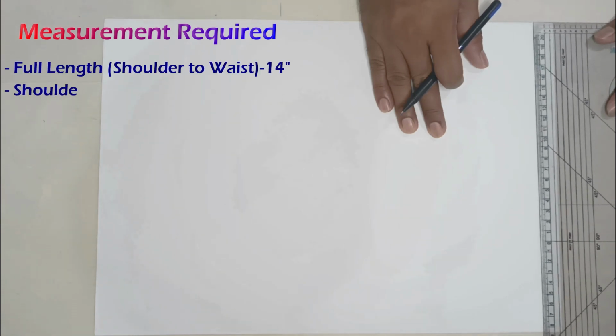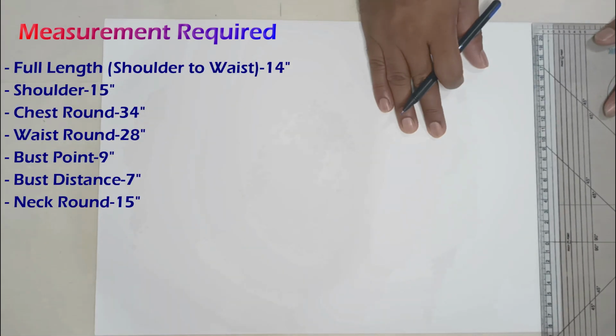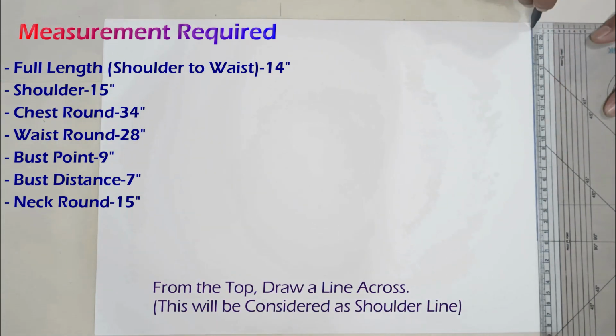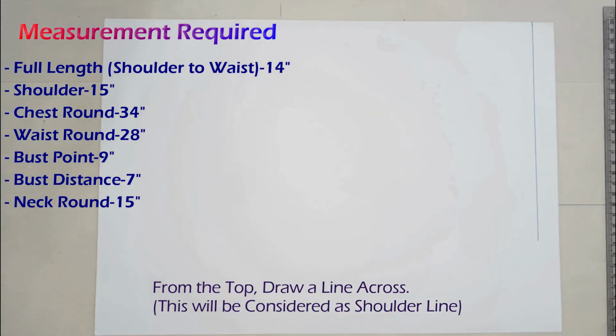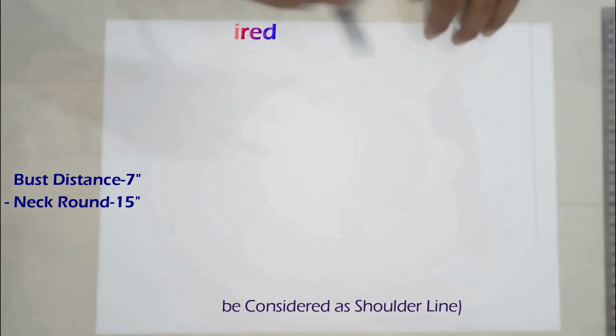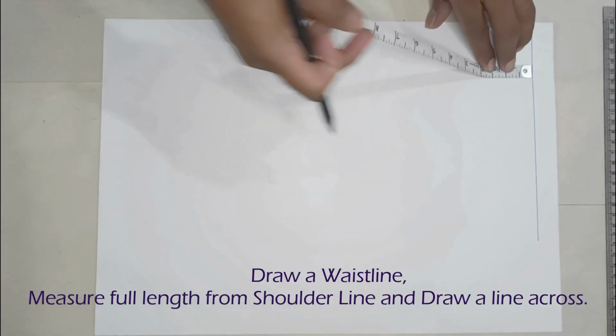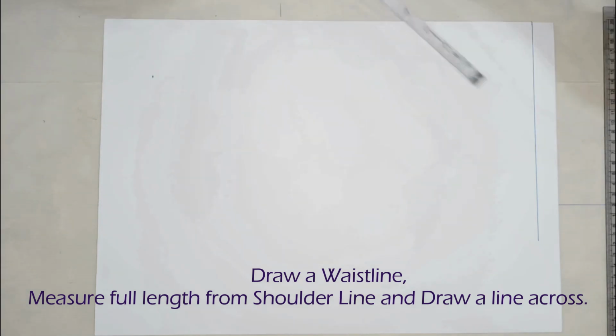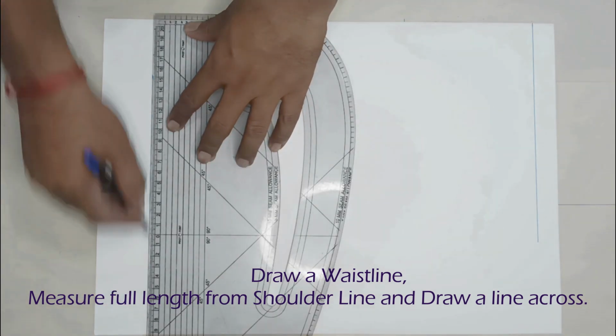From the top, leave about 1 inch or 0.75 inches and draw a line across. This will be considered as the shoulder line, and from the shoulder line, measure the length of the block, that is 14 inches, and draw a line across.